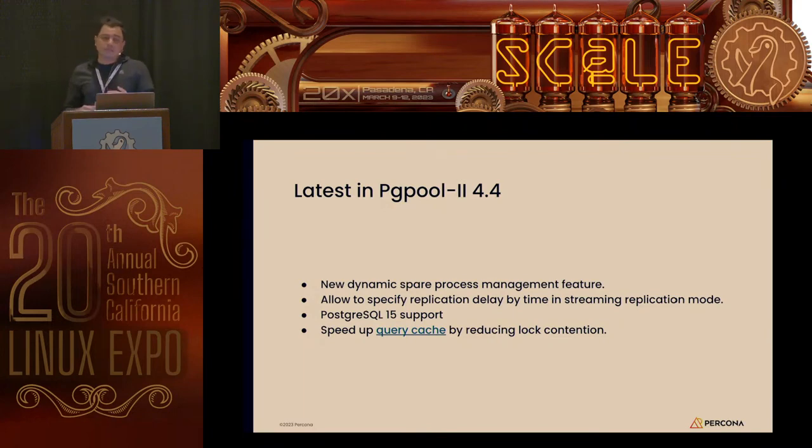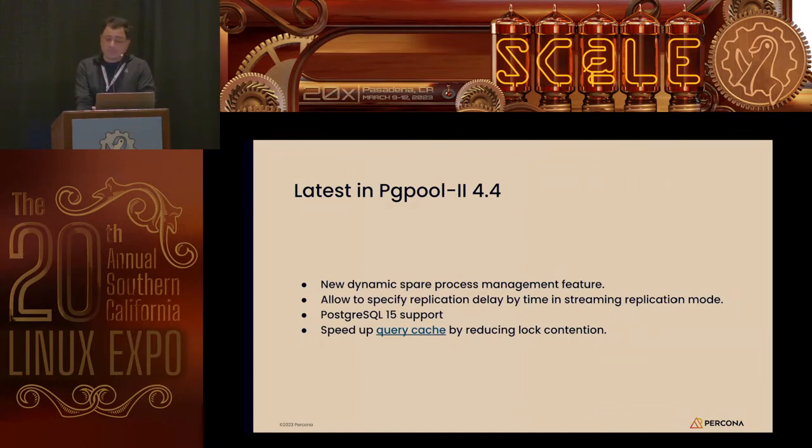For example, if you're expecting 1,000 connections just for 15 minutes in a day, but the rest of the day you expect maybe 100 connections, you still have to set num_init_children to 1,000 because there's no other way. And for all 23 hours, these 900 child processes will be sitting idle. So that was not a good use of resources.